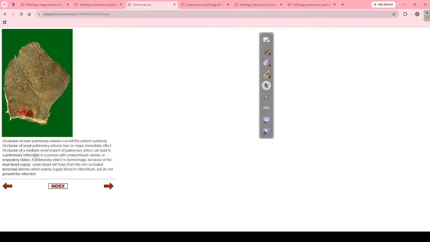And you can see here there is an infarction. Occlusion of the main pulmonary artery cannot kill the patient suddenly, and smaller pulmonary arteries have no immediate effect also. But medium-sized branches can lead to pulmonary infarction in a patient with a compromised cardiac or respiratory state. So a pulmonary infarct is hemorrhagic because it has dual supply. Initially you will be having blood from the bronchial arteries also. Bronchial arteries are one source of blood, and then you have the pulmonary artery.